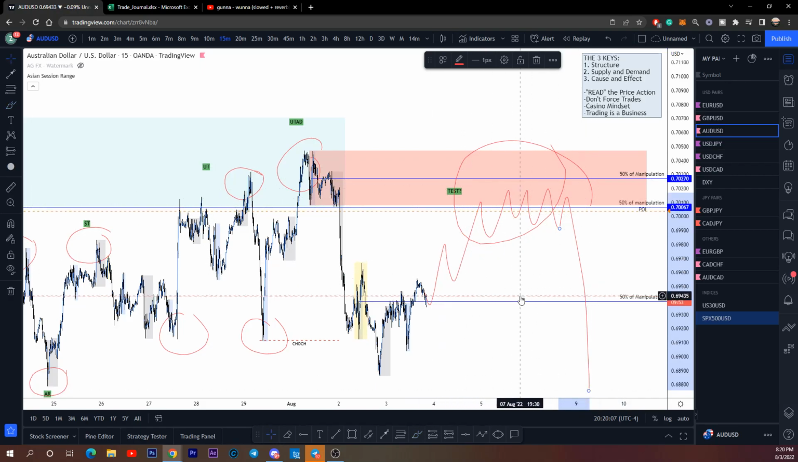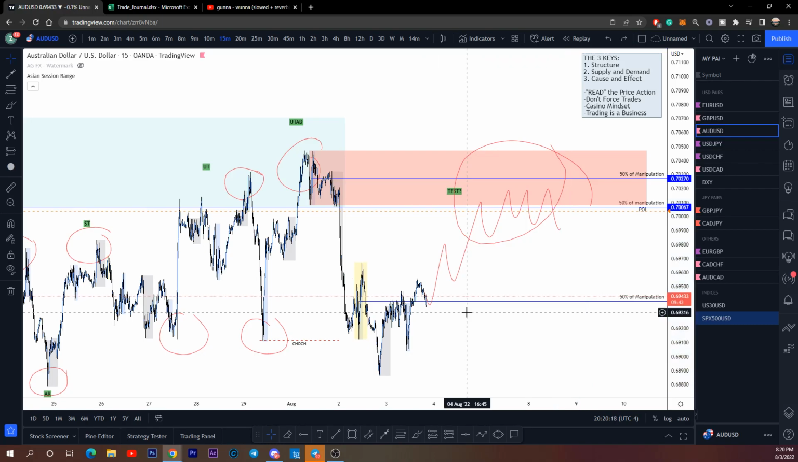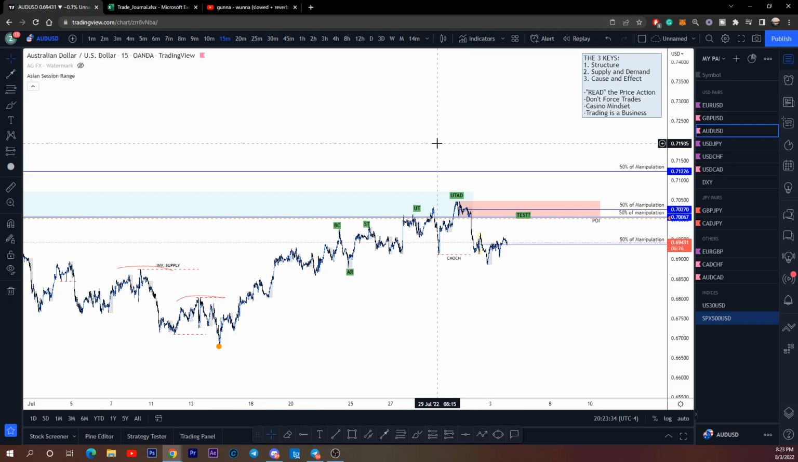And you can even go on an even more fractal level. I'm not going to do that, that's too much work, but I'm just showing you guys examples of how you can use this. These are the three things that we use. It's that simple. These are the three things you need to focus on. If you're looking to start learning smart money strategy, focus on these three things: understanding your structure, supply and demand, your cause and effect. That's it. You really don't need too much.